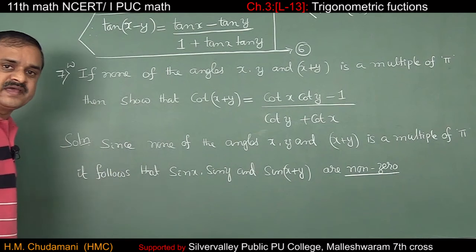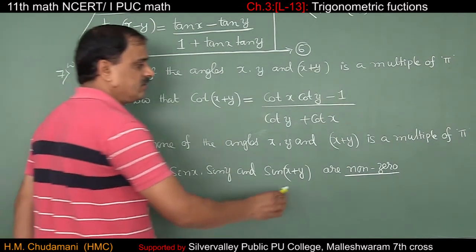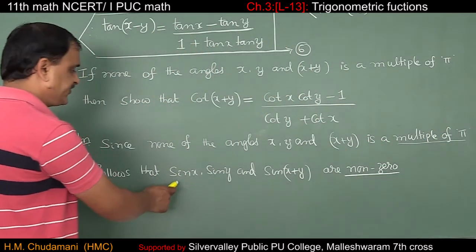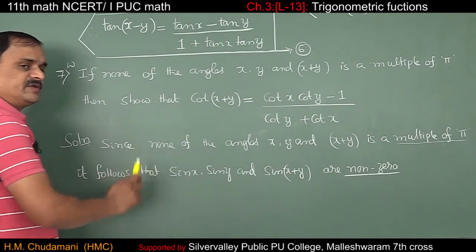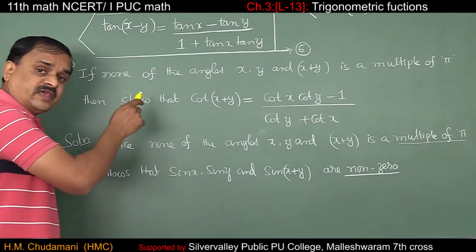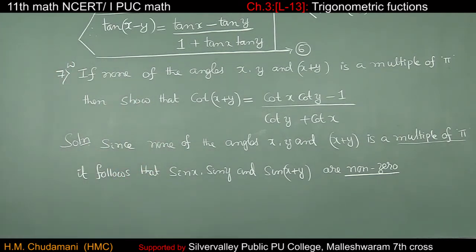Since none of the angles x, y and x plus y is a multiple of pi, sin x, sin y, sin of x plus y are non-zero. If they are 0, anything divided by 0 is not defined. That's why this is the condition we need to have.